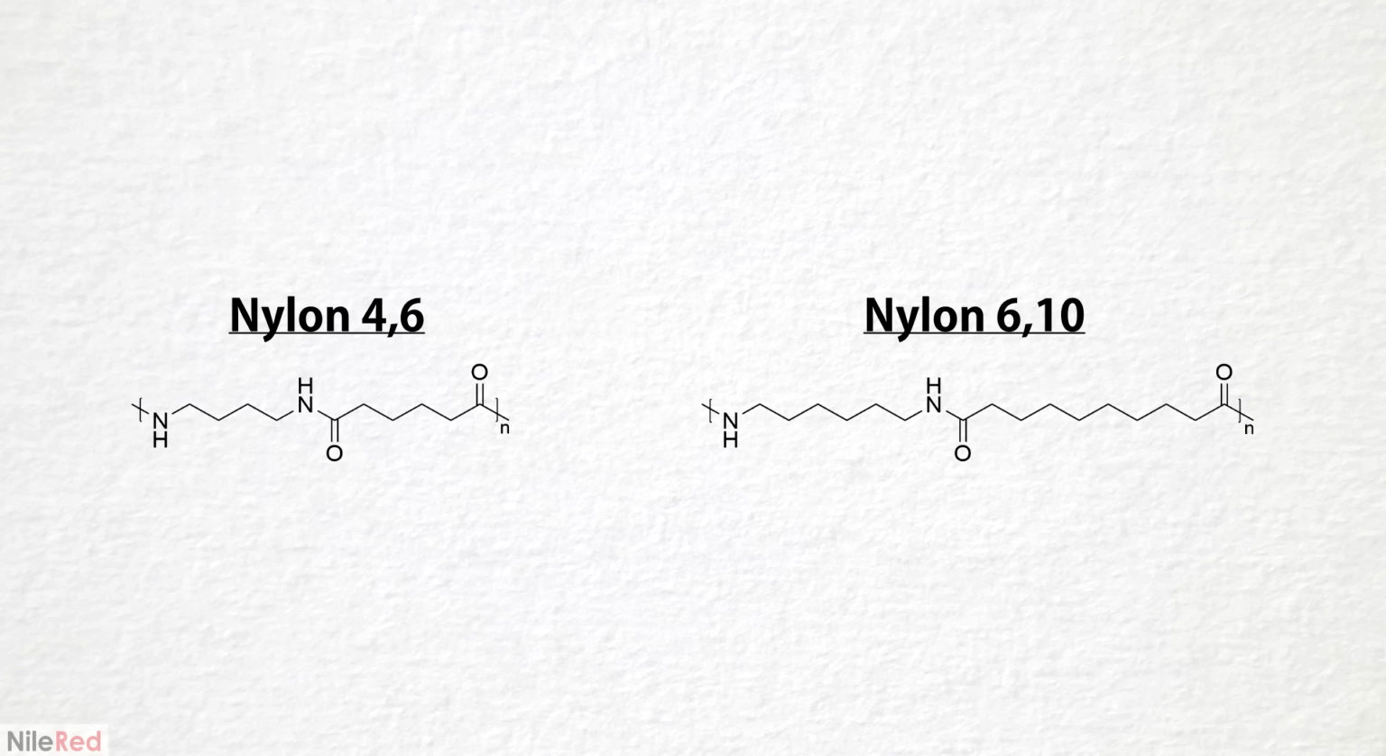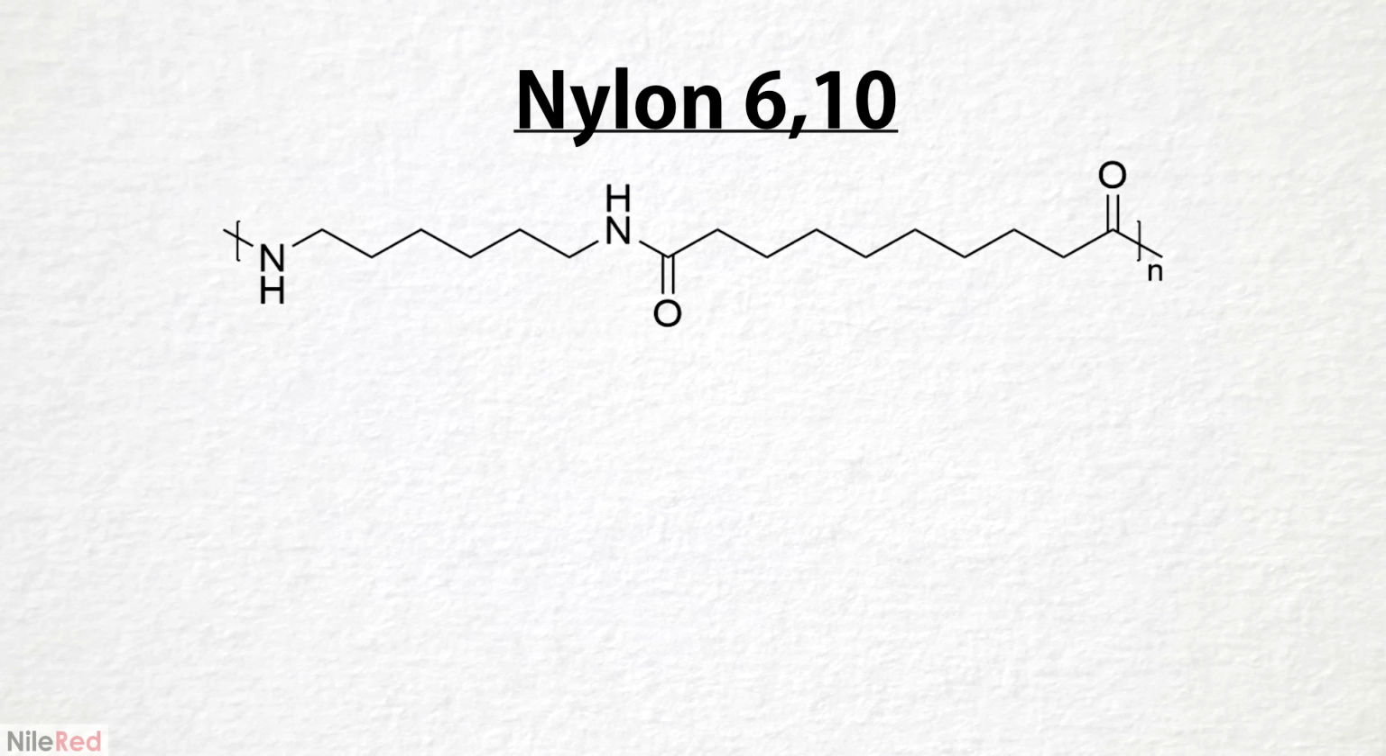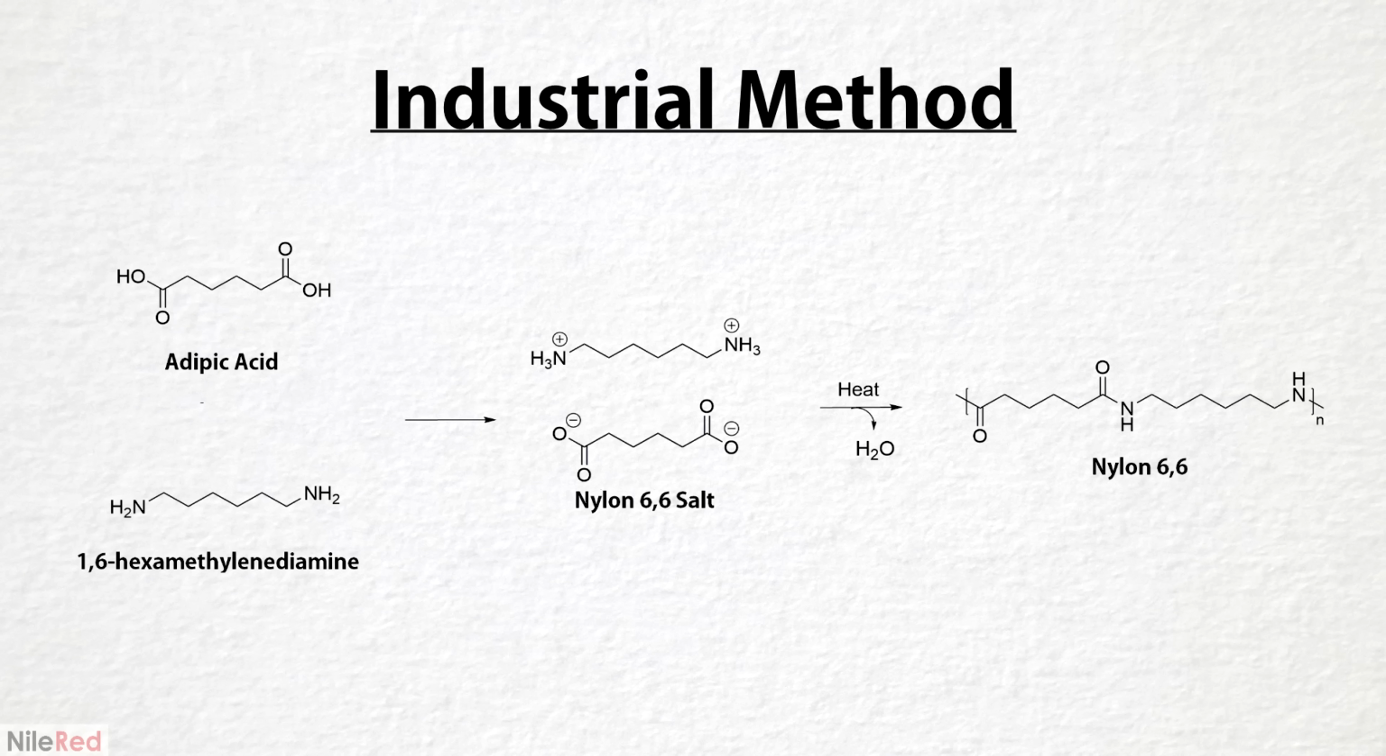The different lengths of the building blocks give the final polymer different properties, which makes them useful for different things. For example, nylon 610 is better at retaining its properties when wet, so it's the nylon of choice to make things like toothbrush bristles. Anyway, I decided to make nylon 6/6, and there are 2 major ways to do this.